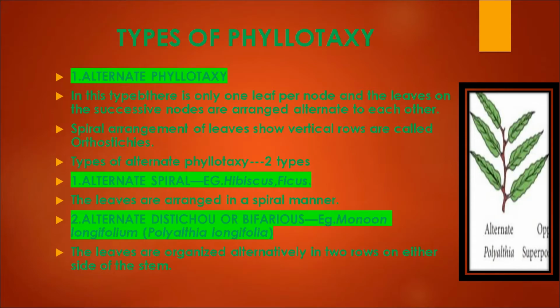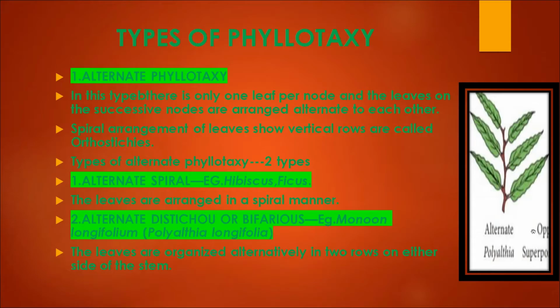Let us see one by one. Alternate phyllotaxy. Here in this type, there is only one leaf per node, and the leaves are arranged on the successive nodes alternate to each other like this. The spiral arrangement of the leaves on the stem shows vertical rows when you see from top, and this is what is called orthostiches.